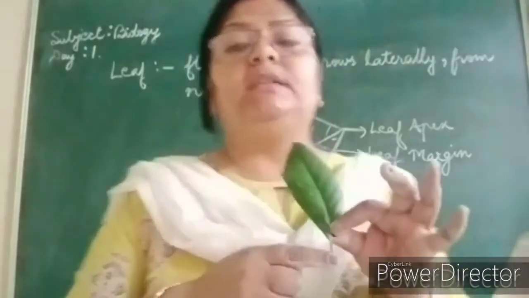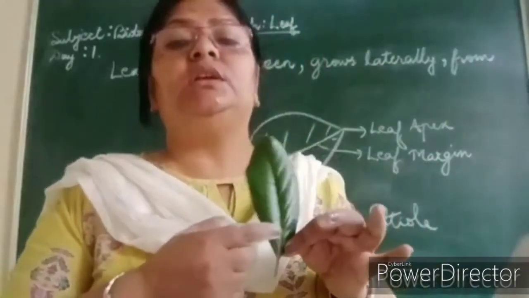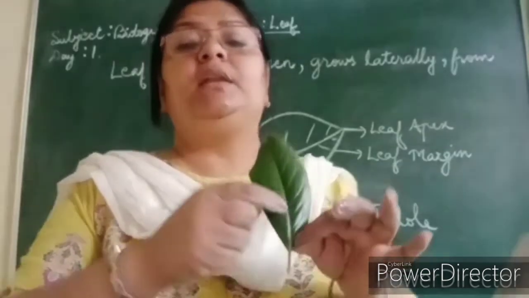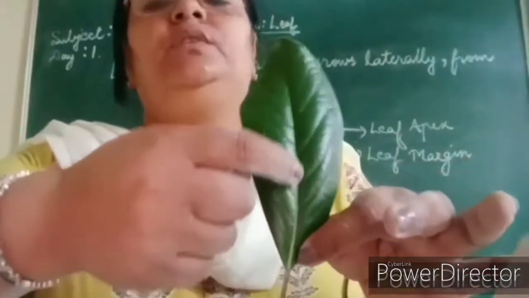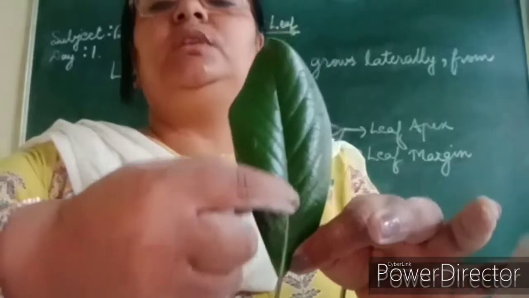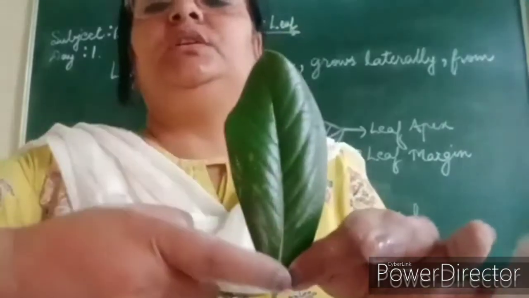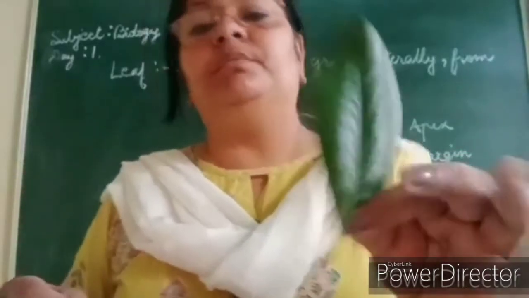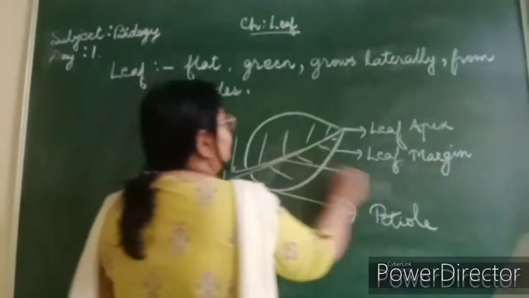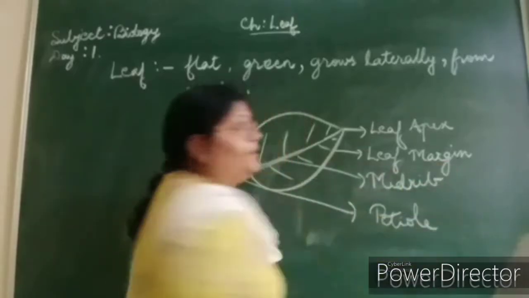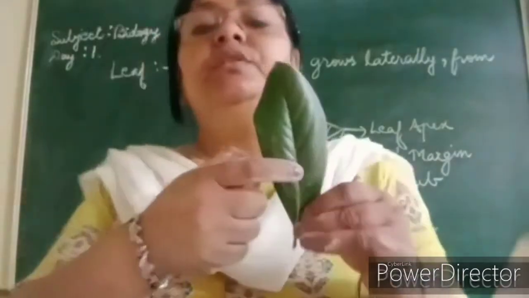Okay, now coming back, the petiole continues in the leaf as the leaf midrib. This is the main vein of the leaf. Can you see the central line? The petiole continues into the lamina, or the leaf blade, as the midrib. So this main line is called the midrib.